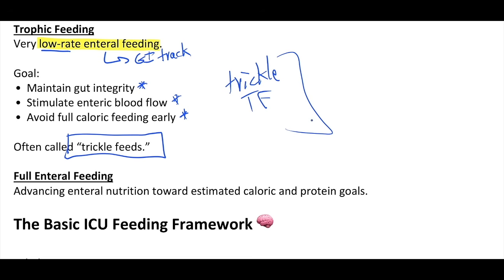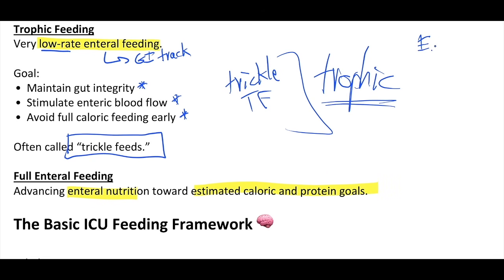So yeah, trickle tube feeds, the kind of formal word for it is trophic tube feeds. And that is in comparison to full enteral feeding, right? Enteral uses the GI tract. Full means we've advanced it to the estimated caloric and protein goals for that patient. So remember, enteral nutrition uses the GI system, whether that's through the mouth or the stomach or the small intestine. Parenteral nutrition delivers macronutrients directly to the bloodstream through an IV. It does not use the GI tract.